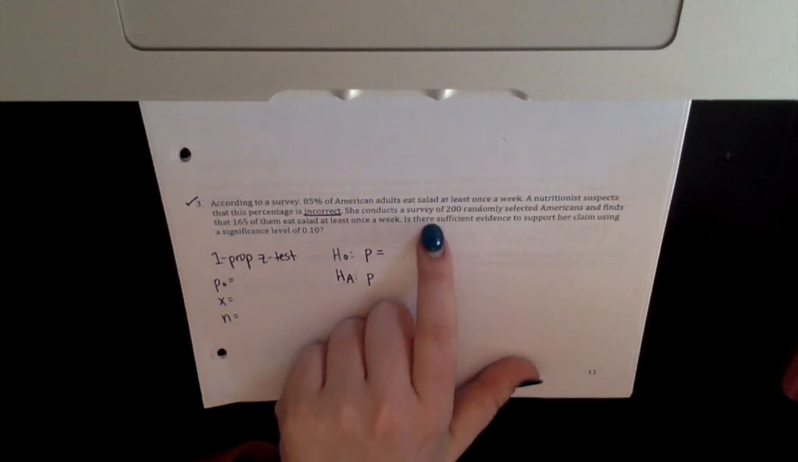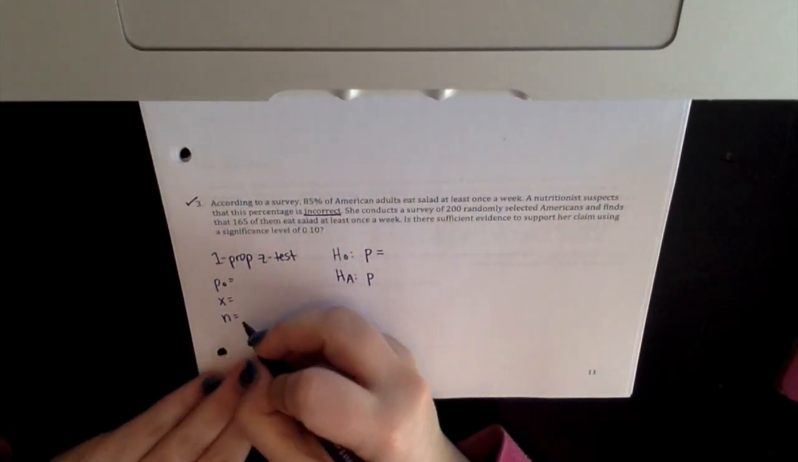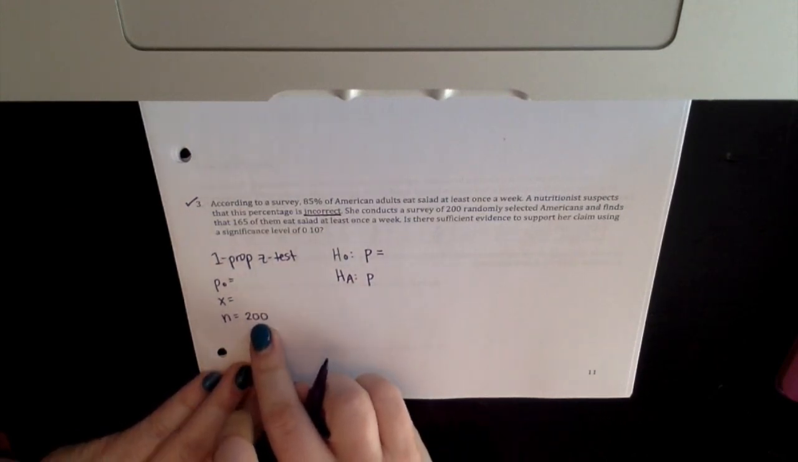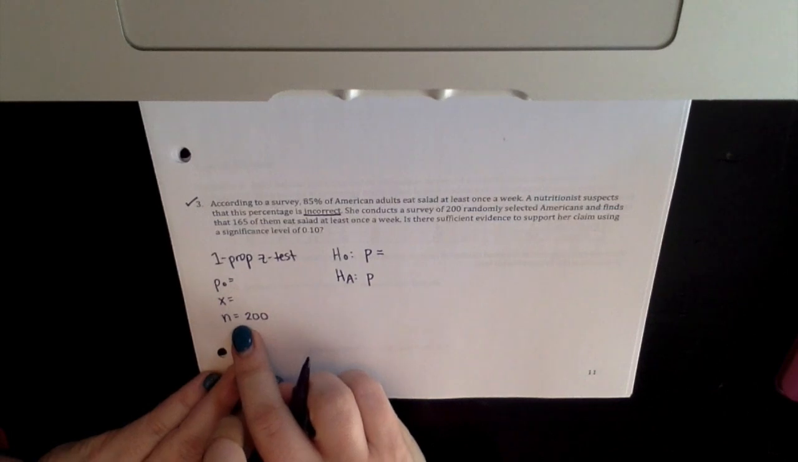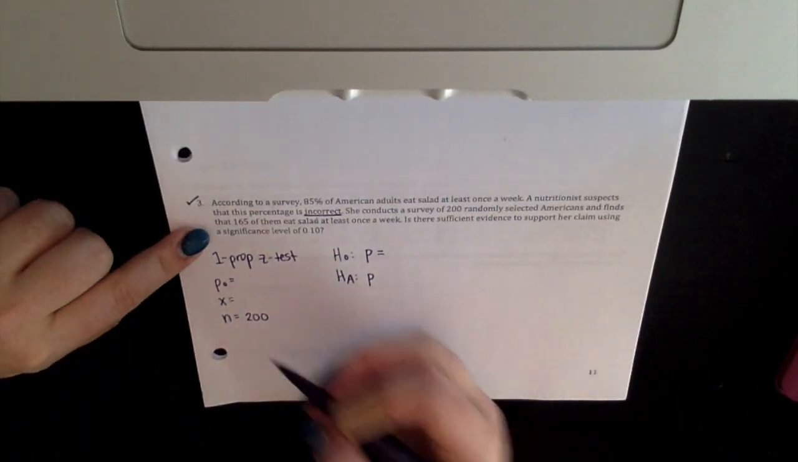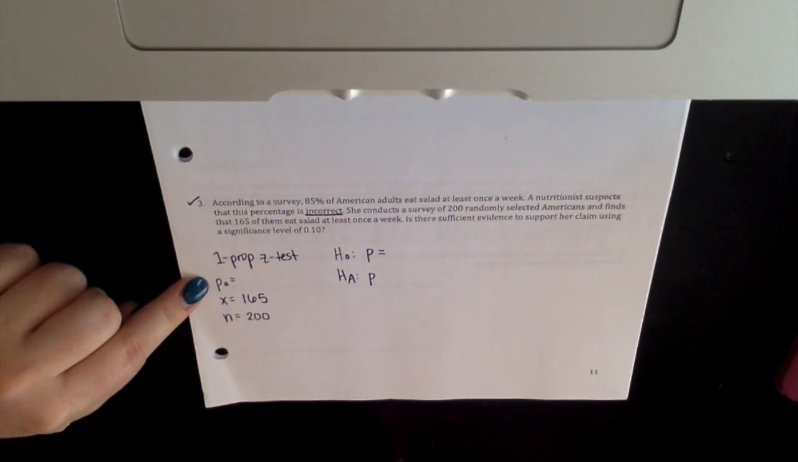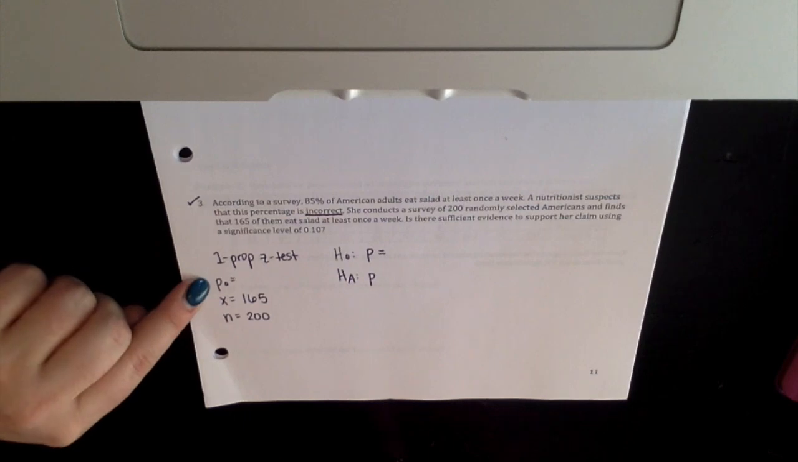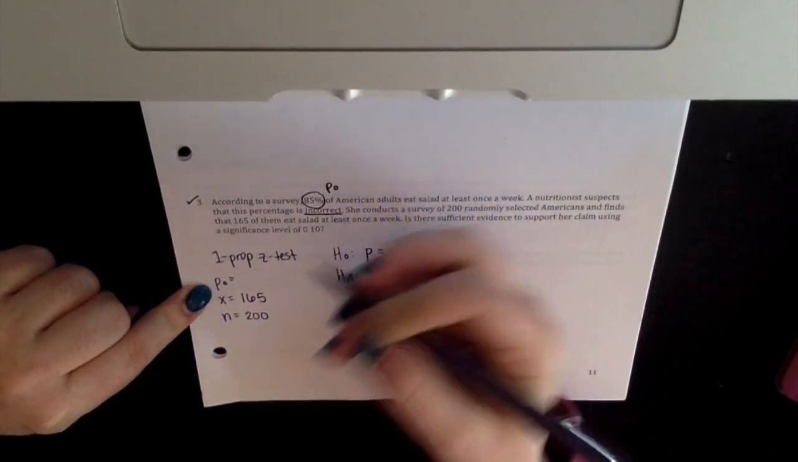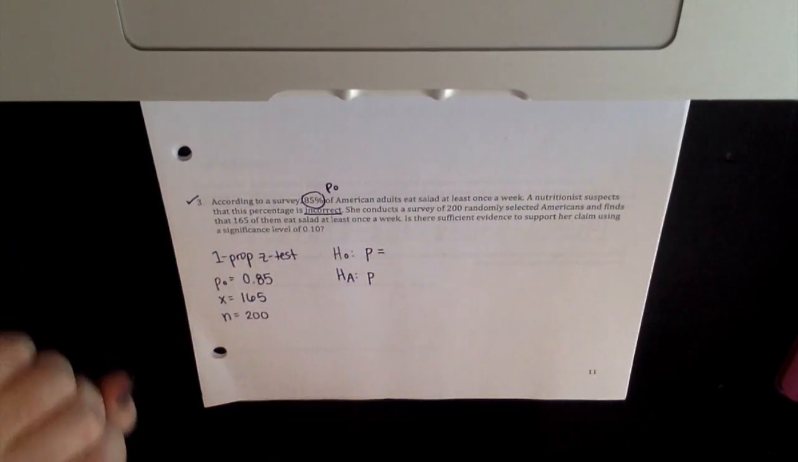She conducts a survey of 200 randomly selected Americans. I'm just going to stop there. The randomly selected people we survey are the number of people in the sample size. And it says 165 of them eat salad at least once a week. That's the people who said yes. So the only number that we're left to find is p naught, and that's going to be this 85% that's given. So we're going to convert that into a decimal like we've been doing for our proportions.